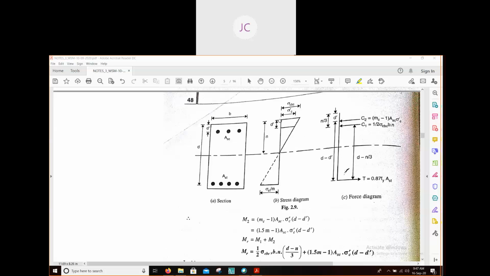Okay, so these two triangles are similar. This one is your big triangle, this one is a small triangle. So if you take this length from this big triangle, which is our sigma CBC, we have to take this length from this small triangle. So our equation will be sigma CBC from this big triangle divided by this length, this is our sigma C dash. Sigma CBC divided by sigma C dash equal to this whole length, this is our n, equal to n divided by this length, which will be n minus d dash. That will be our equation.